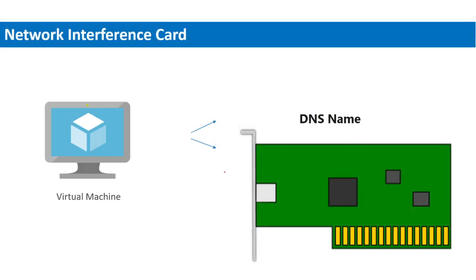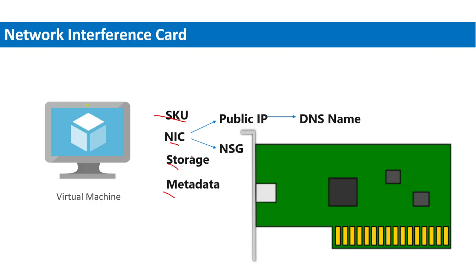All right, as I have already talked about, any virtual machine is not only a virtual machine, it is a part of the SKU, which contains the CPU and memory, then the NIC card, then storage and metadata, which we already talked about. And the NIC card has an NSG attached. This is an NSG, and a public IP is attached, and a DNS name will be defined for my public IP. What is a DNS name?